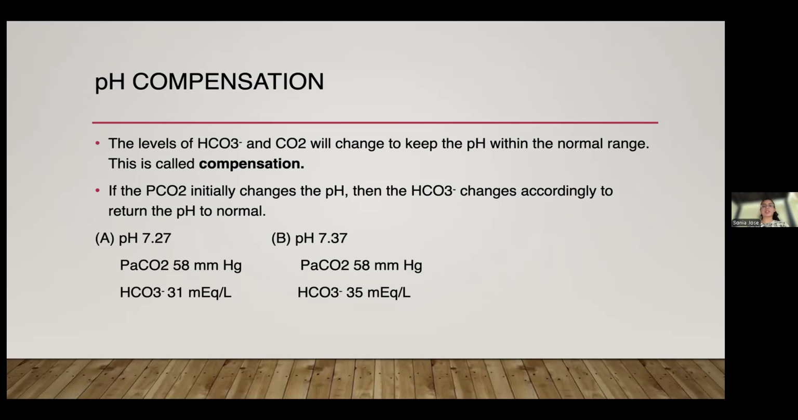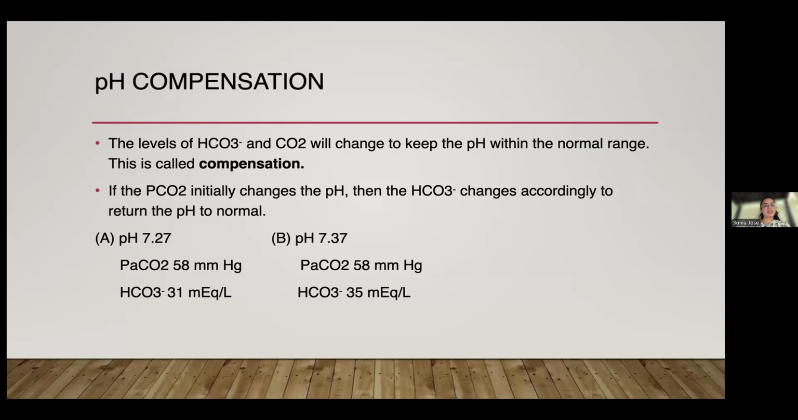Okay, there is partial compensation and complete compensation. When we are looking at ABG exams, we are mainly looking for uncompensated, partially compensated, and compensated. If the pH is not in the normal range, it is either partially compensated or uncompensated. In the first question, A, the pH is less than 7.35, so it is an acidosis, either uncompensated or partially compensated.